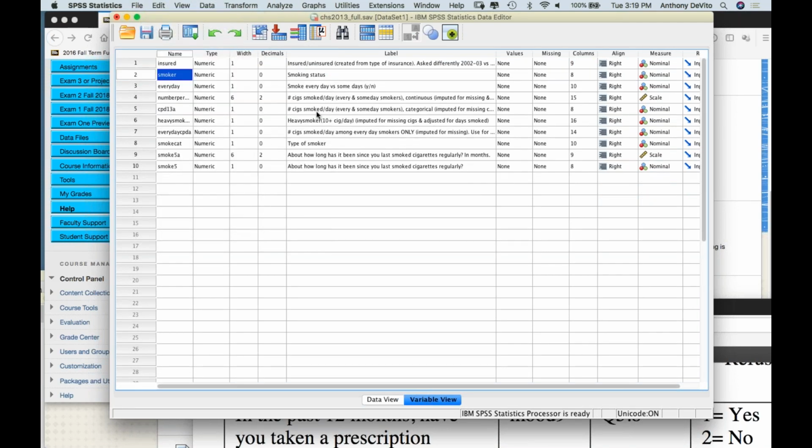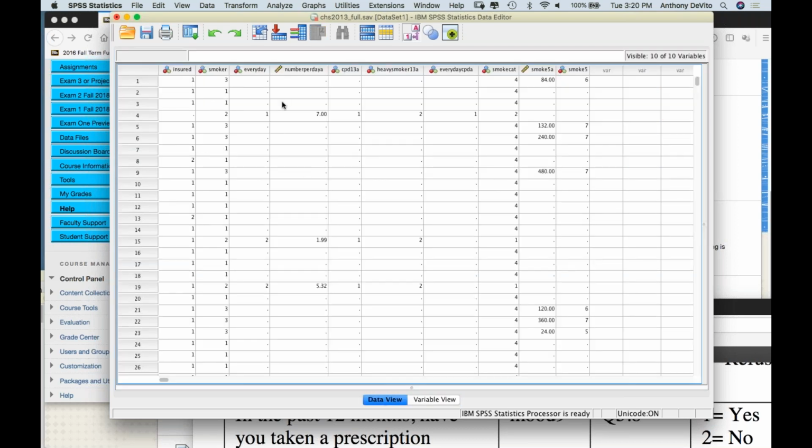Okay, and then smoking status. Smoke every day versus some days. How about type of smoker? How long has it been since you last smoked? Smoke every day versus only smoking some days. But smoking status, I wonder what smoking status is. See, smoking status, that has three values in it. I'm going to use those two, okay? I'm going to go ahead and use those two.